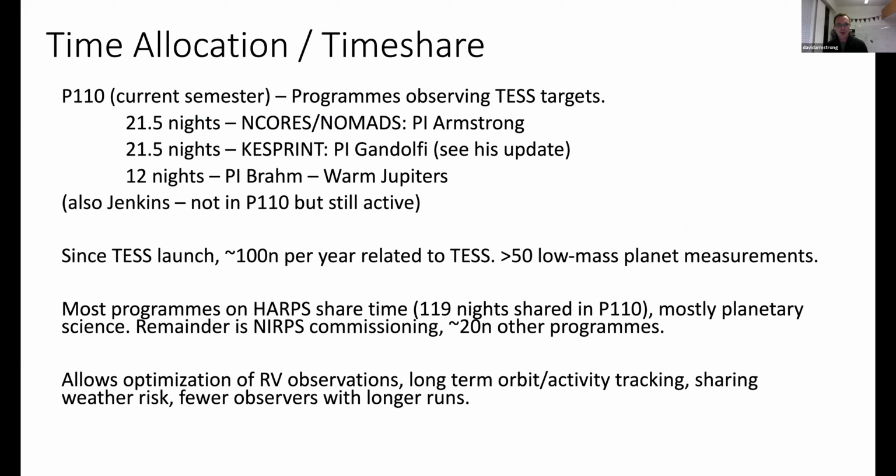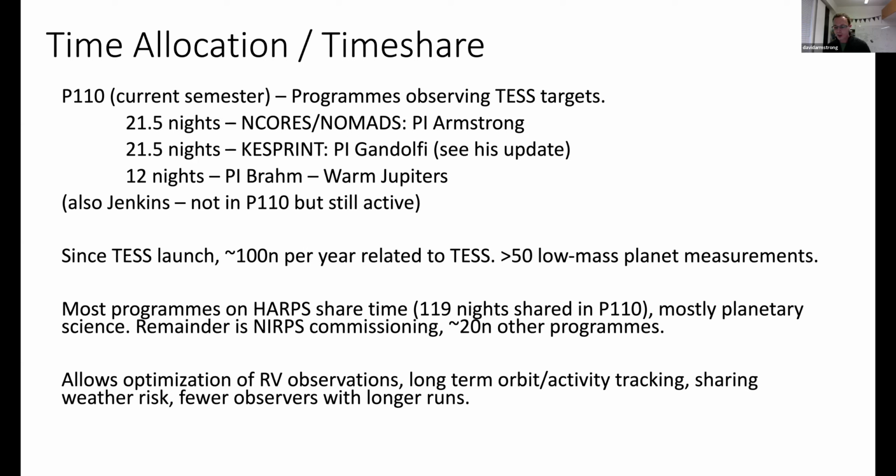There are several programs involved in this. There have been many going since the launch of TESS. So the 2 biggest ones are my one, which has been called NCORS or Nomads for quite a while, and the KESPRINT program you've already heard from Davide, so I won't say anything else about that. In the current semester, starting this October, there's a 12-night program by Raphael Brahm and several others that have been going since.